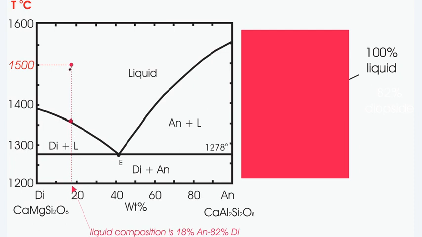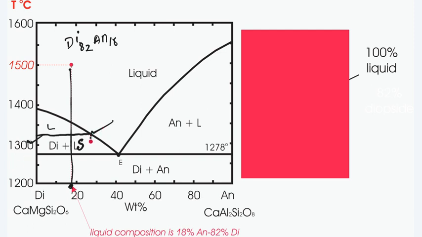This line is called the tie line, or a temperature line. It is divided into two segments. This side segment gives the solid percentage, and this side segment gives the liquid percentage. So how do we calculate it? This is the initial composition: diopside 82, anorthite 18. Then we need the composition at the two ends.